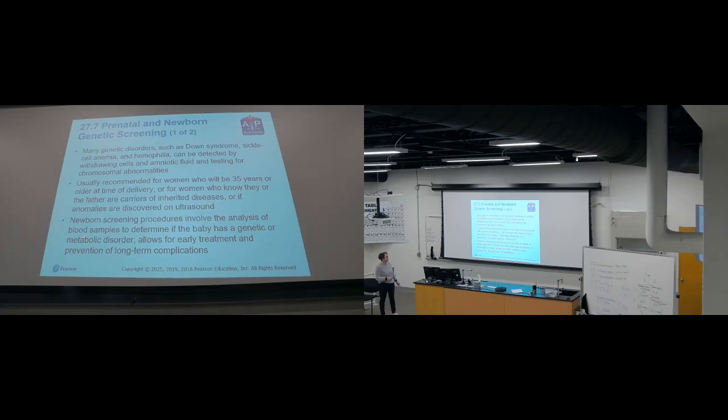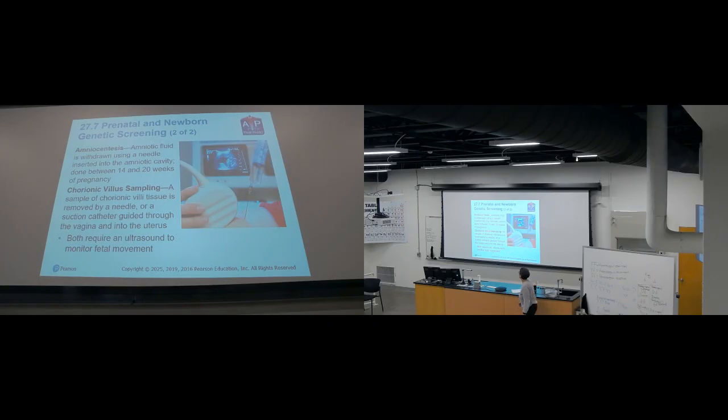And then you can also determine metabolic disorders for early treatment and to prevent long-term complications. One of these will be phenylketonuria. And in that case, you just withdraw a sample of blood from the heel of the baby with a little lancet, and then you test it for genetic defects.